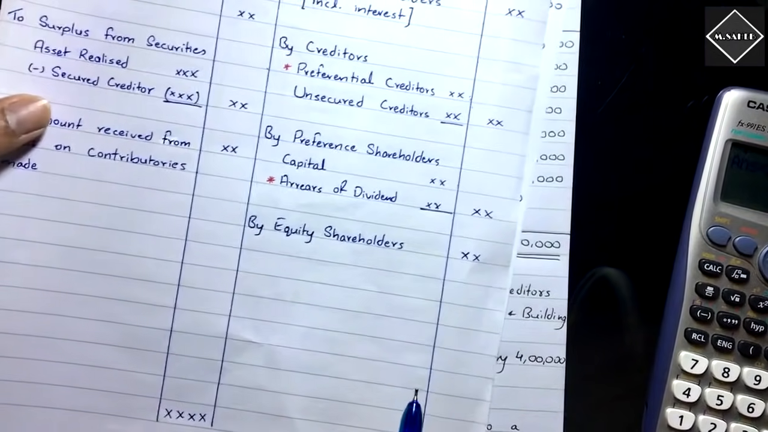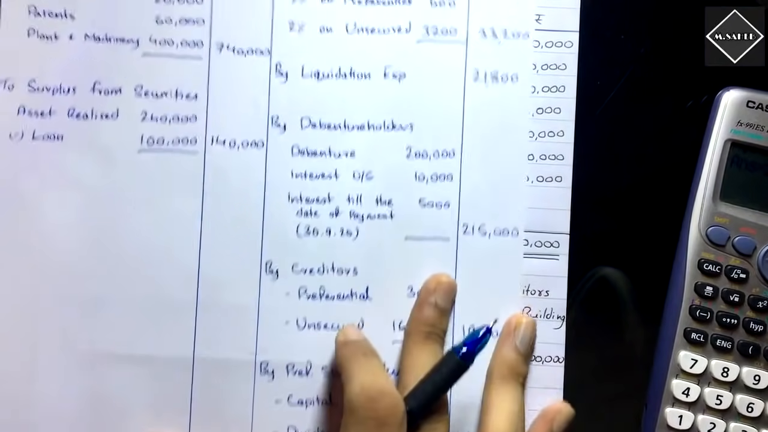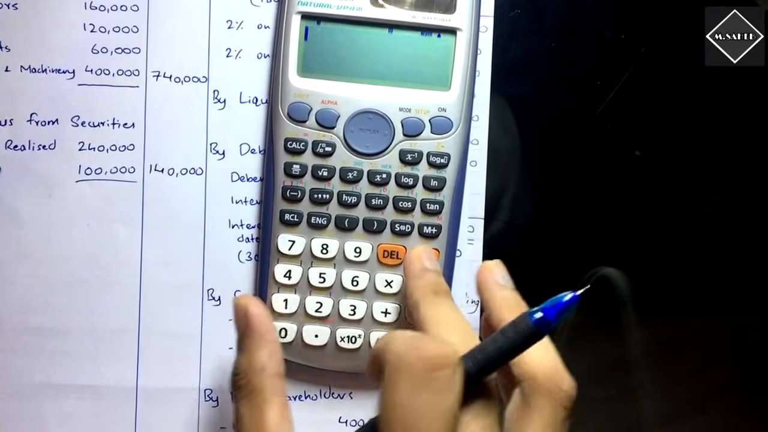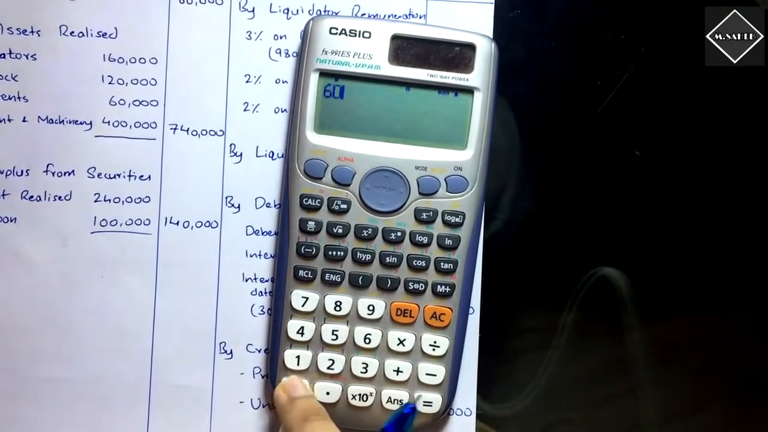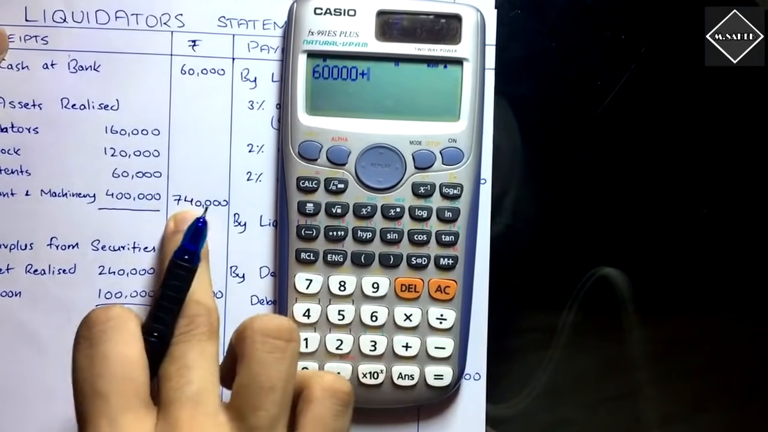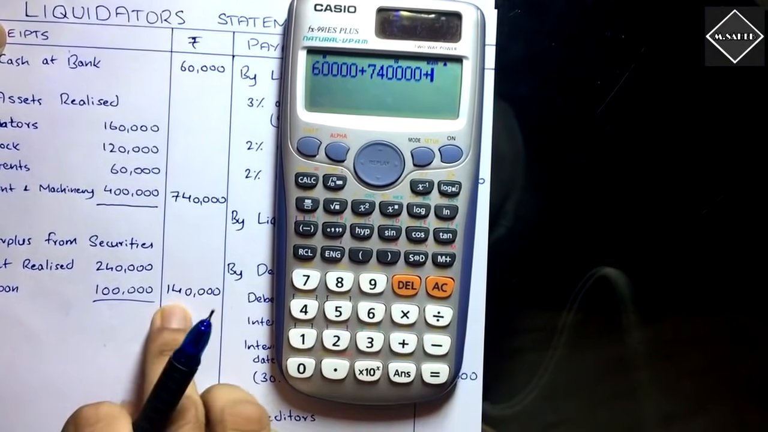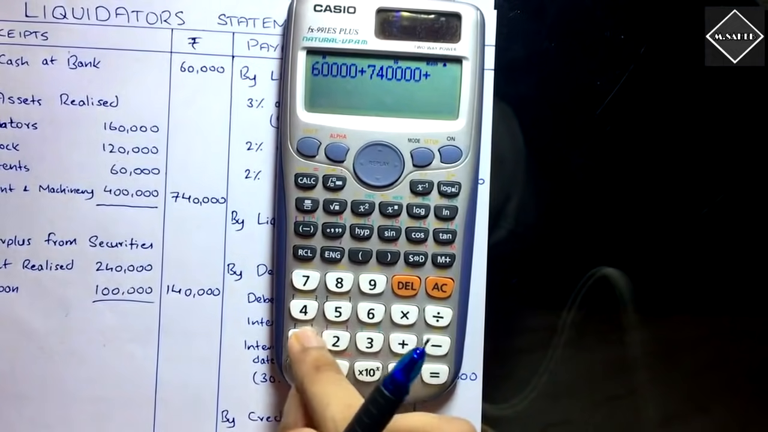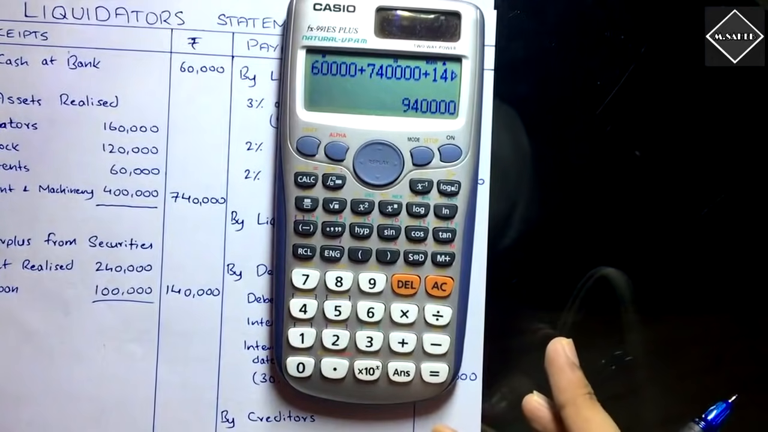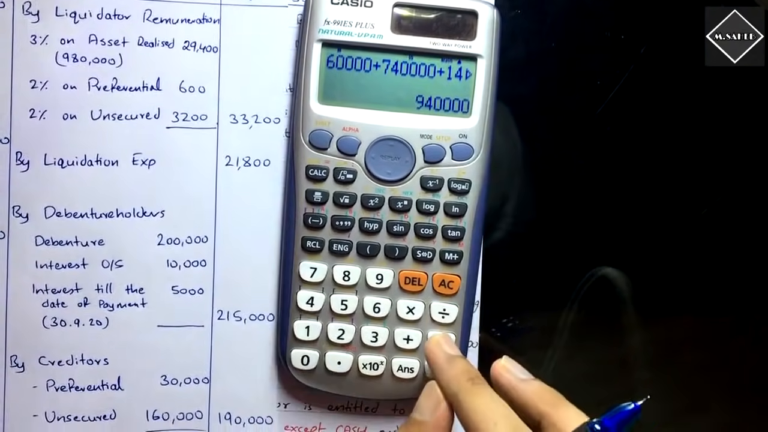But now there is a problem. You can't directly pay whatever you have to equity shareholders. First, let's see how much do we have in this problem. See, let's see here, how much receipt did we get? First we had 60,000 cash, plus 7,40,000 from asset realized, then plus 1,40,000 surplus, after deducting the secured creditors. So we had 9,40,000 in total, and then we made payments. So let's deduct the payments one by one.